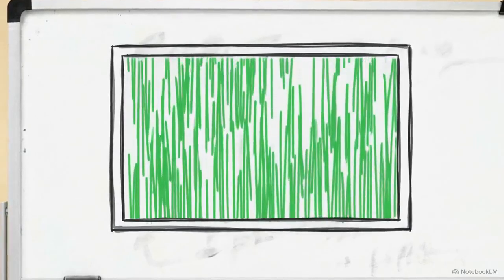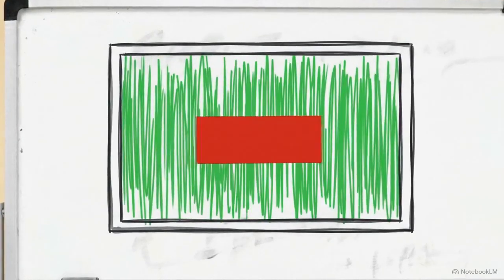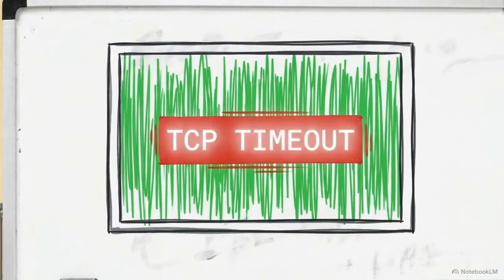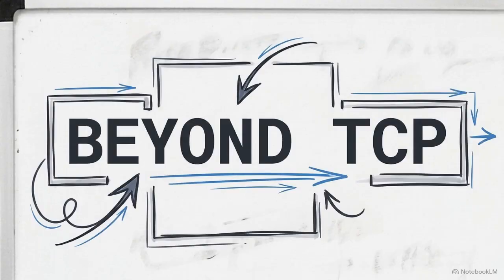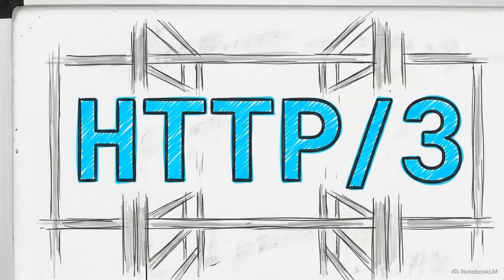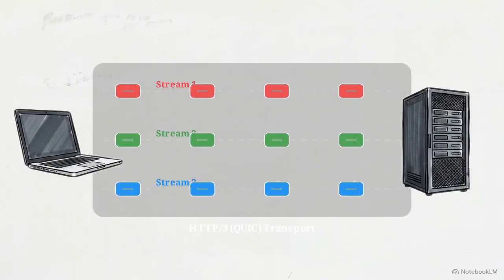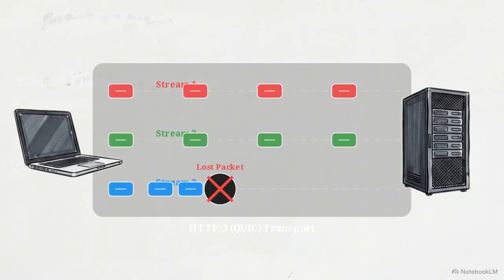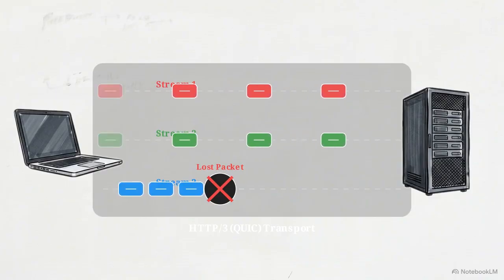HTTP/2 solved the problem of requests waiting in line, but it couldn't fix the way TCP handles lost data. To solve that, we had to move past TCP entirely. The next generation, HTTP/3, uses a new transport layer that allows each stream to handle its own lost packets, finally solving the problem HTTP/2 couldn't touch.